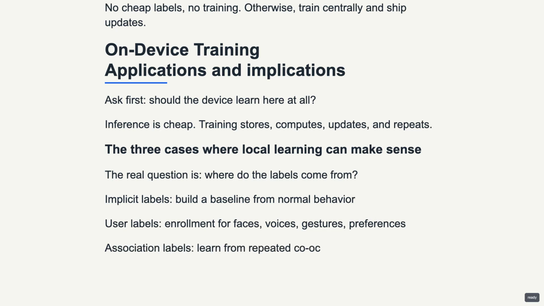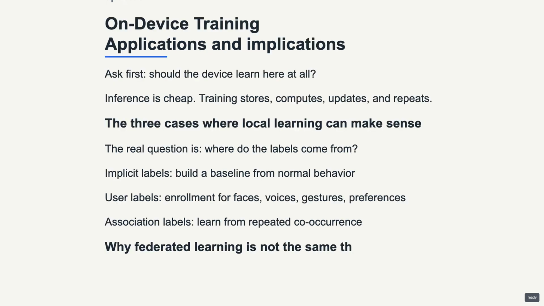A device can also learn from patterns in history, even without a direct class label. When one action regularly follows another, that sequence becomes a useful training signal for prediction and ranking. Federated learning belongs in the same conversation, but it solves a different problem. It changes where training happens. It does not remove the need for labels, coordination, or trust.